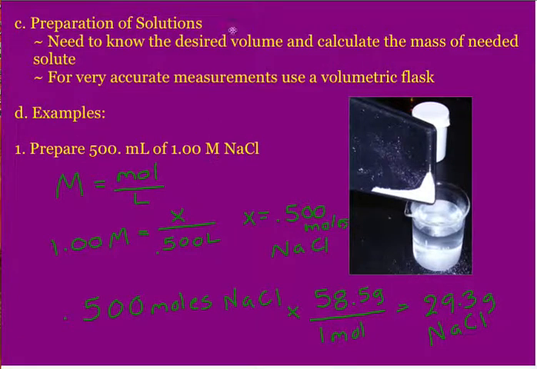So here's an example. If I ask you to prepare 500 milliliters of a 1 molar solution of salt water, how would you do that? The first thing you have to do is, since we're talking about molarity, use your molarity equation. What I did here is I took my molarity and plugged it in, and I don't know how many moles I need, and I divided it by the volume that they want me to prepare in liters. So I did a little conversion here first. That's just a metric conversion.